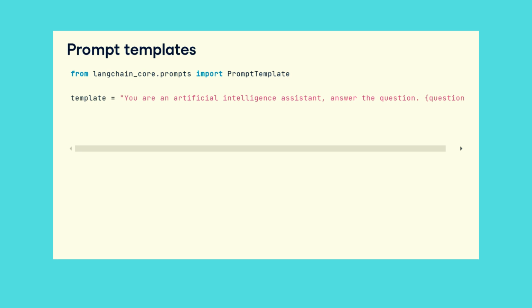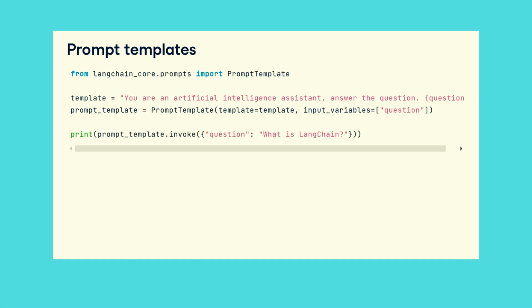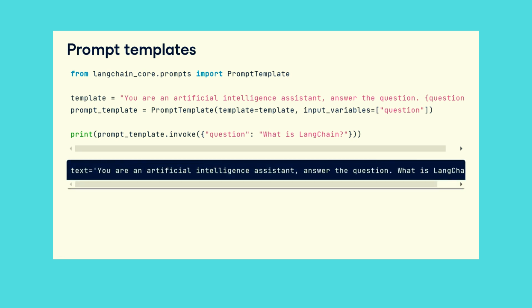The curly braces indicate that we'll use dynamic insertion to insert a variable into the string later in the code. To convert this string into a prompt template, we pass it to prompt template, specifying any variables representing inputs using the input variables argument. To show how a variable will be inserted, let's call the invoke method on the prompt template and pass it a dictionary to map values to input variables. We see in the input how the question placeholder has been replaced.